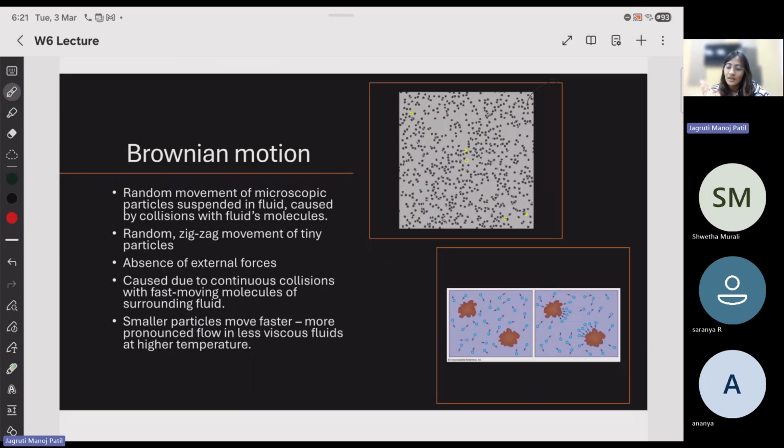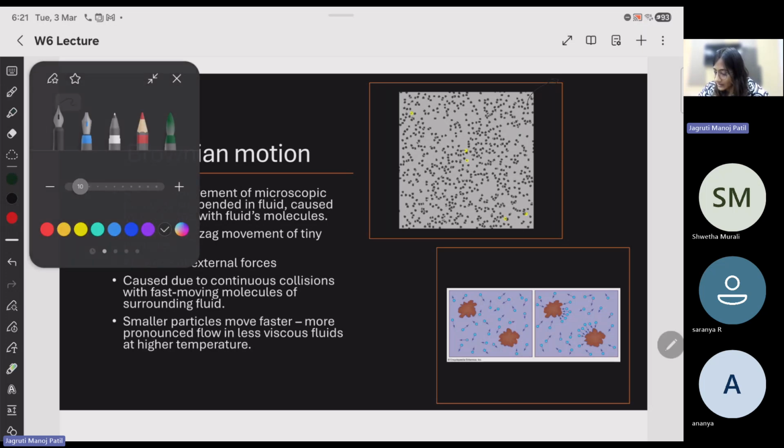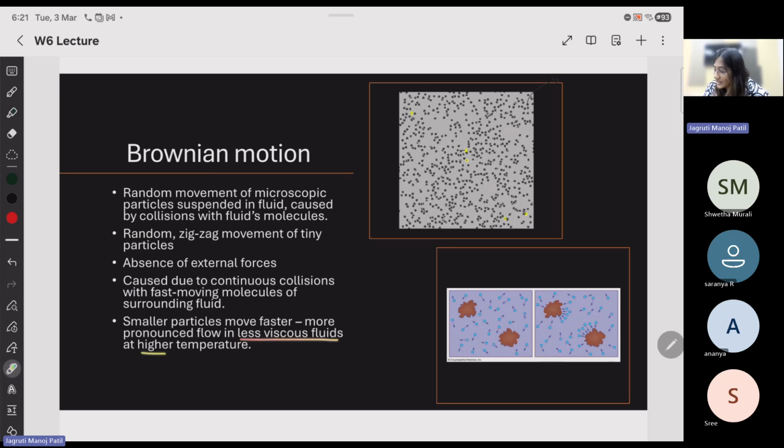So this is nothing but because of continuous oscillation of the molecules from one part to another, and they move very fast and freely if it's a less viscous medium. Let's just denote it like this: in a very less viscous medium at higher temperatures, because they would be less dense at that point. So if you see over here, this is one such case where you have no external forces added.